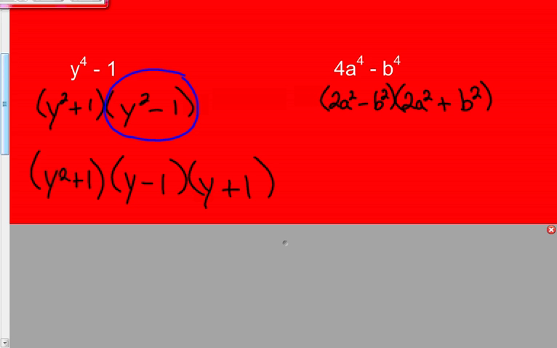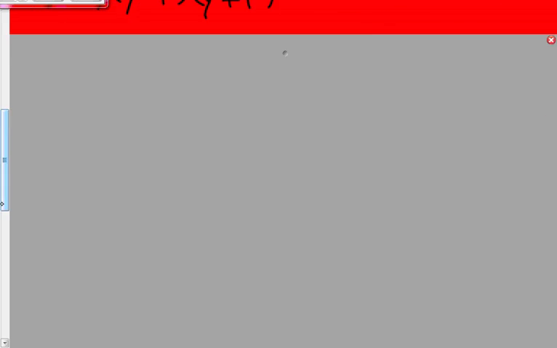Now look at your negative one. Can that be broken? Are those both perfect squares? Is 2 a perfect square? And no, it is not. So we cannot factor these any further. We are done at this step. You should always check if you can. Okay, let's go to some more.